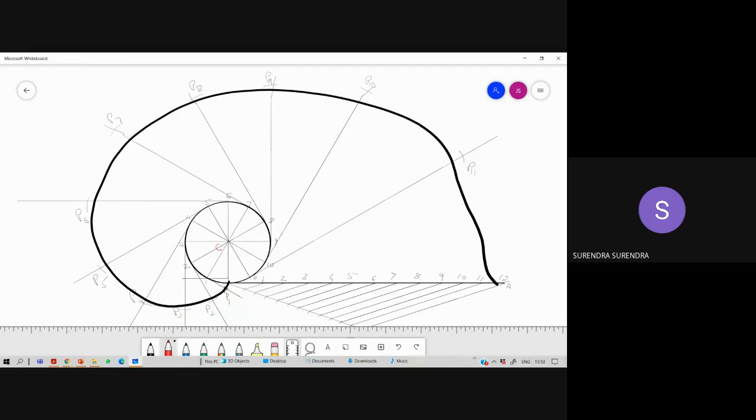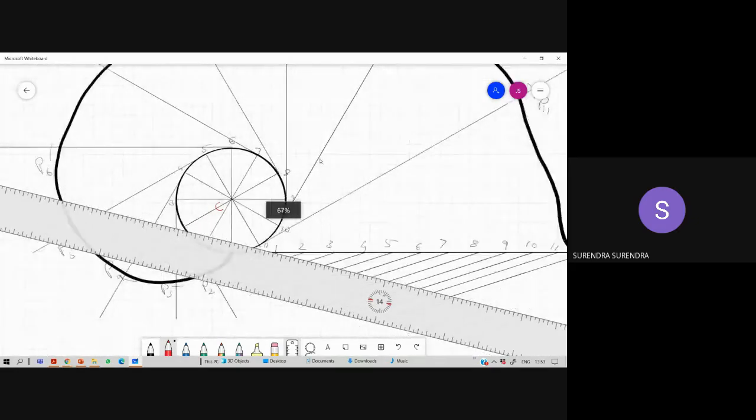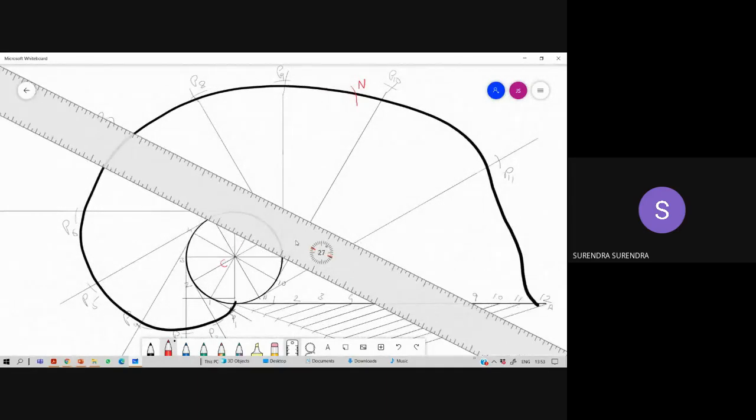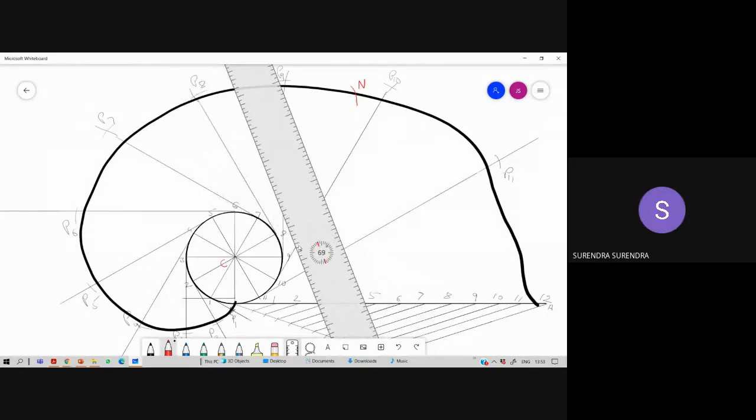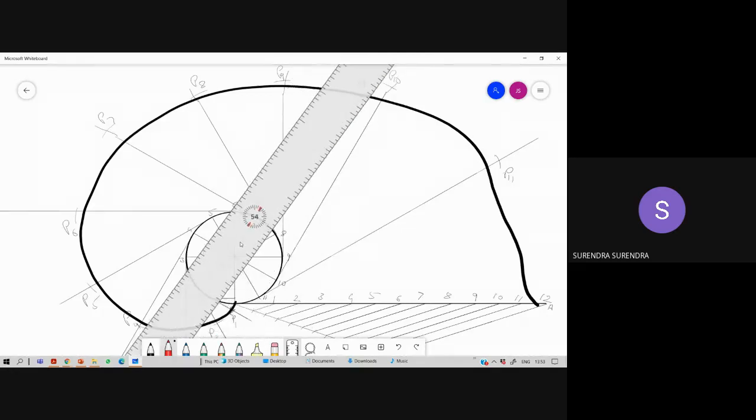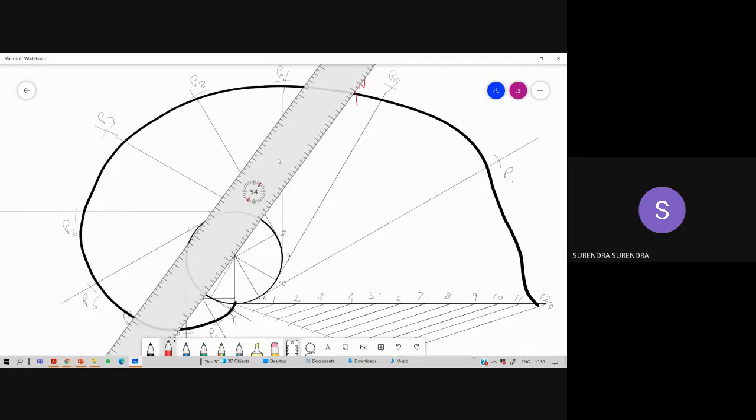Take the compass with 100 mm radius. C as center, draw an arc on the curve. Name this point as N. Now, take the scale and join NC. What is NC length? Any of you? 100 mm, yes. So as you are taking 100 mm radius and drawing the N point, join NC. So now NC equal to 100 mm.